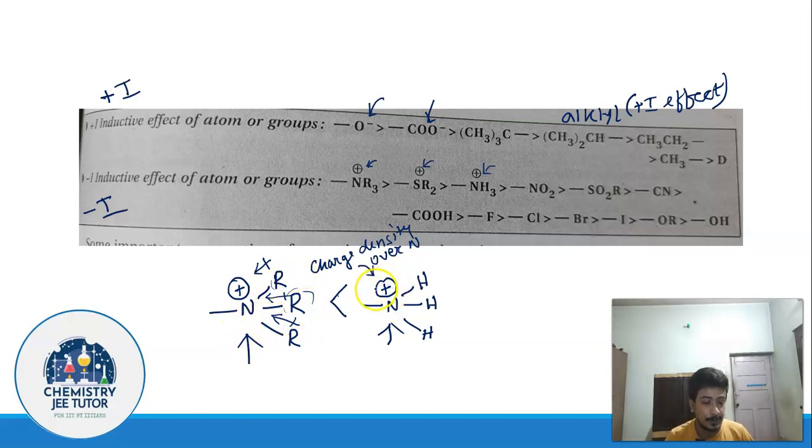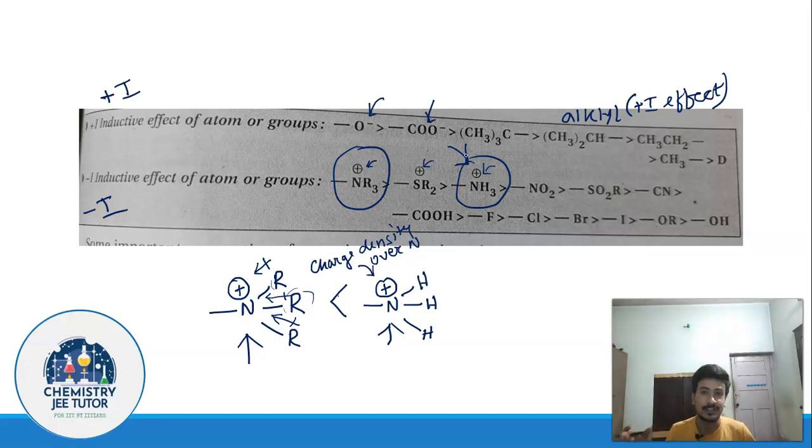So what ideally should have happened? The more the positive charge, the more is the ability to drag the electrons towards itself. You have more deficiency of electrons, so you are going to attract electrons to a greater extent towards yourself. So ideally NH3 plus, because of its greater positive charge density over nitrogen, should have dragged the electron cloud more towards itself. So this should have come ideally before NR3 plus, but this comes after NR3 plus. NH3 plus is a weaker minus I effect group as compared to NR3 plus.